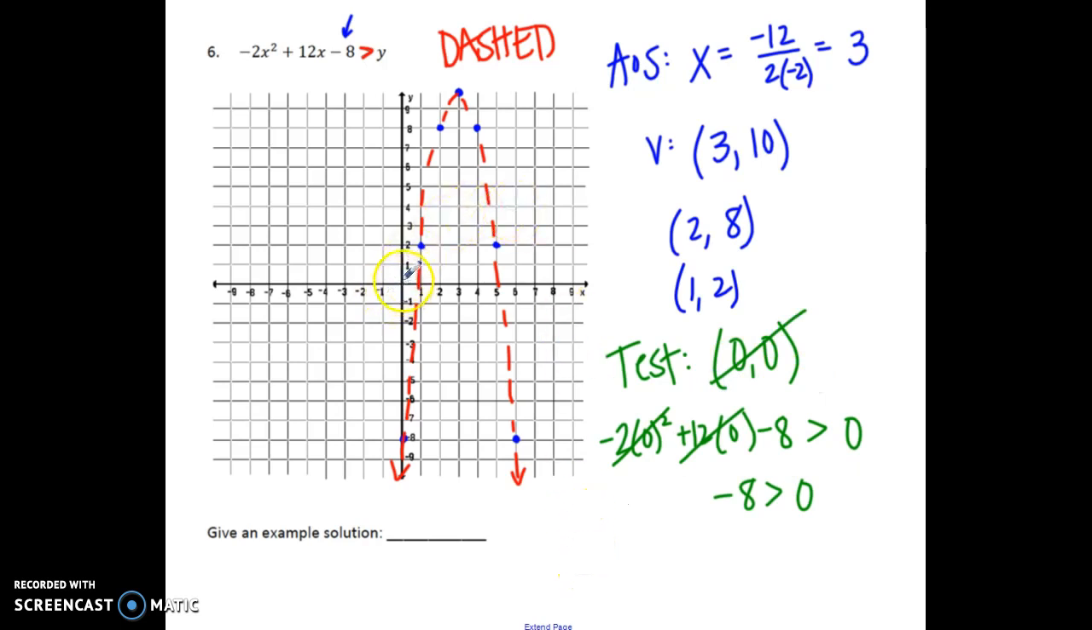So we're not going to shade out here where (0, 0) is. Instead, we're going to shade within that quadratic inside here. So for an example solution, how about the point (3, 1)? That's clearly a point that's in here where we have shaded.